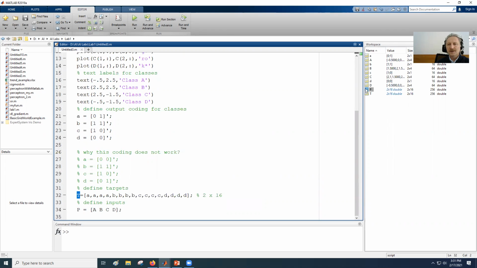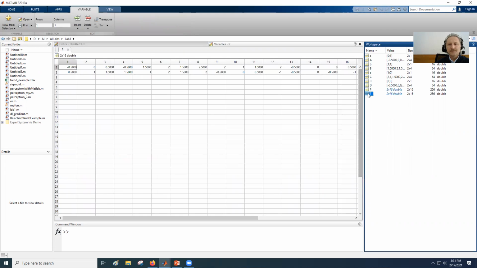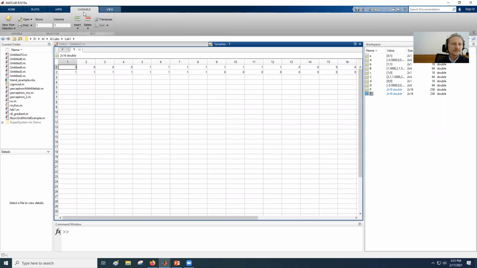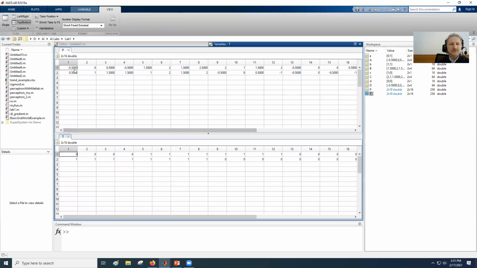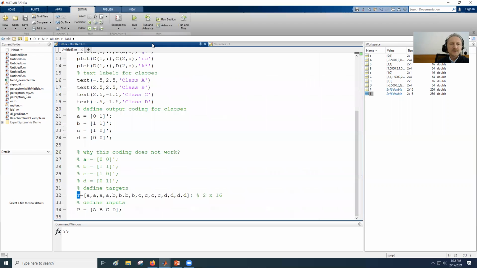If you want to see them, we can see P and T. Custom view. This means the first input is this one, the second input is this one, and the output should be 0, 1. If the first input P1 and the second input P2 are this, the output should be this class. Or if the first input is 1 and the second is 0, the output will be 1, 0. And what is the code of 1, 0? 1, 0 belongs to the C class.